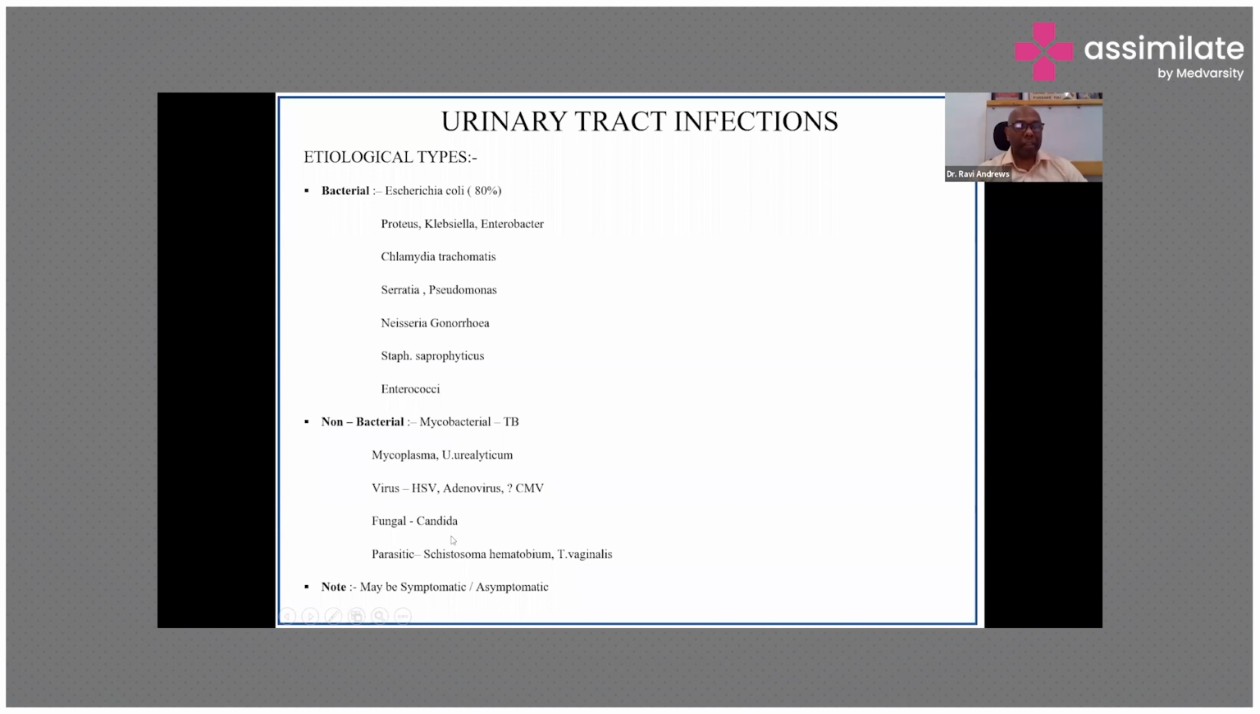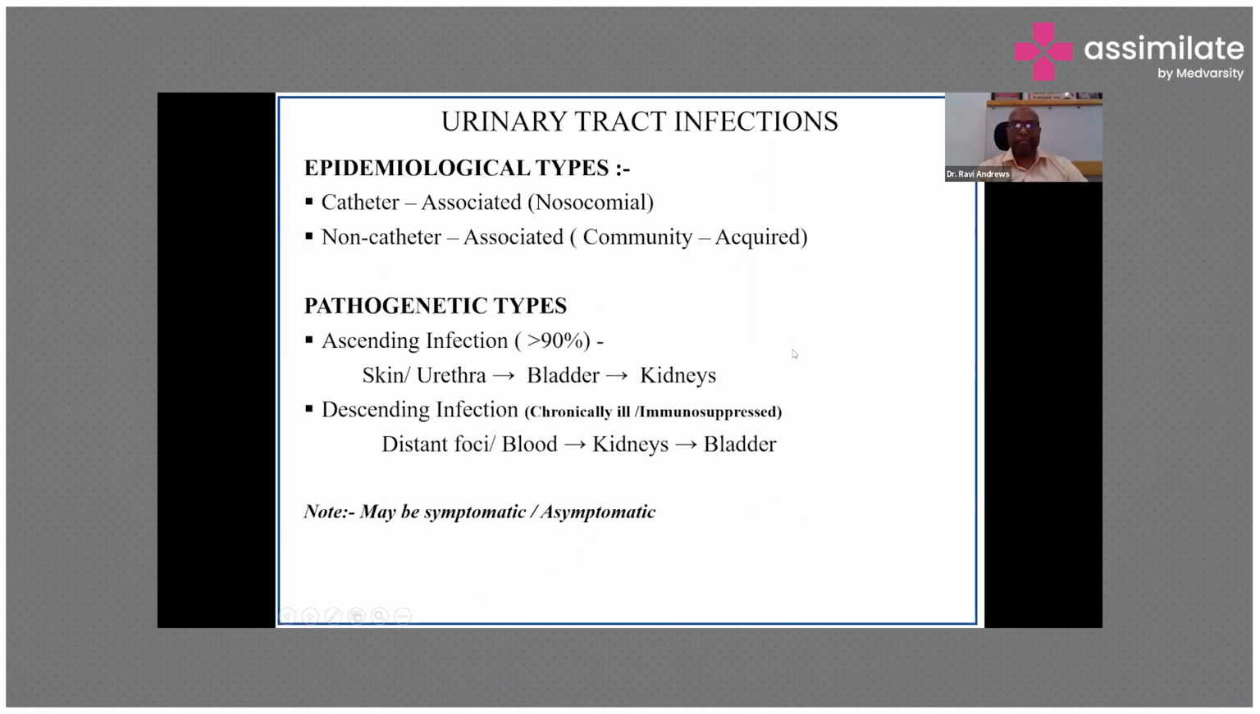You can have fungal infections, most common being candida. You can have viral infections with herpes simplex, CMV, and polyomavirus. And finally, you can have parasitic infections with Schistosoma haematobium. Again, I want to add on that this can be symptomatic or asymptomatic.